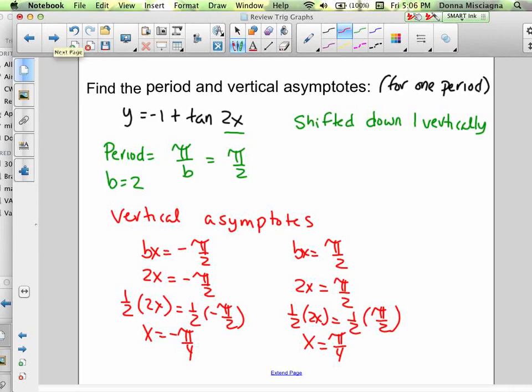If I go pi fourths to the left and pi fourths to the right, the distance between them is pi halves, and that's the same as the period. And we've done it. We found the period and the vertical asymptotes for all 4 graphs.